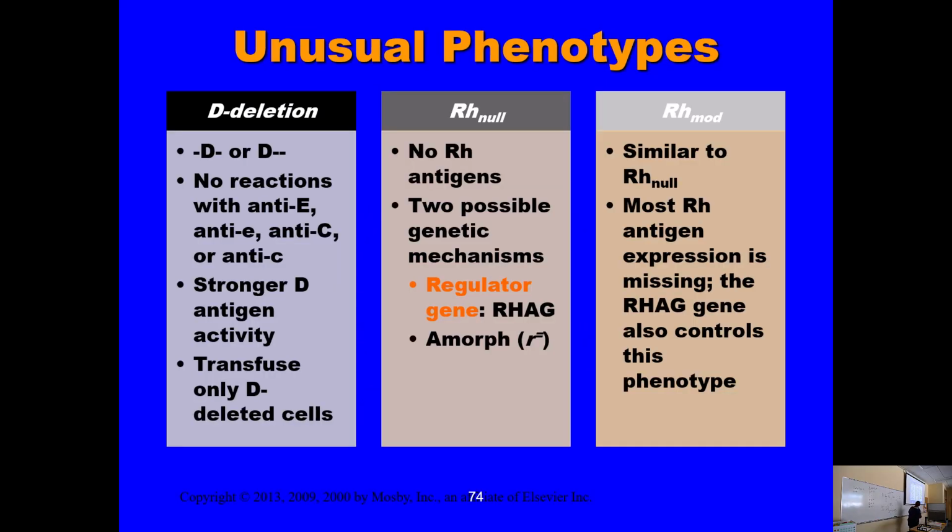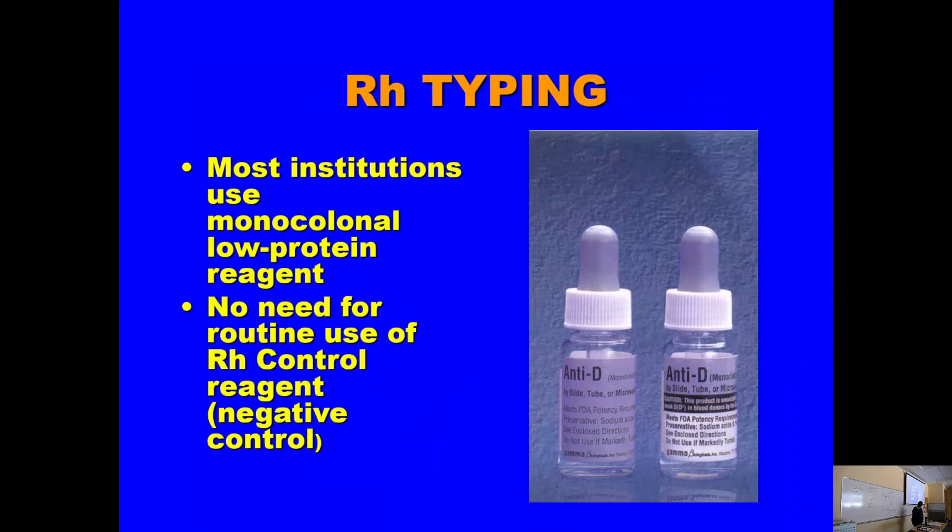This is a chart talking about unusual phenotypes. You sometimes get deletions in your genes where there's just no D. They look like D negative. They just get deleted. The Rh null I talked about: there's no Rh antigen, usually due to some problem with your cell membrane. Similar to the null.